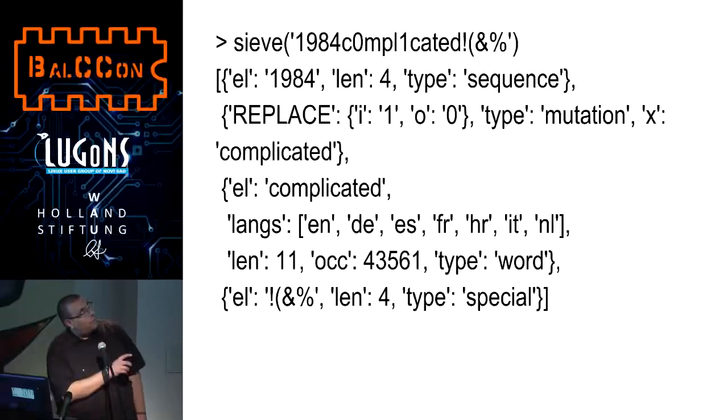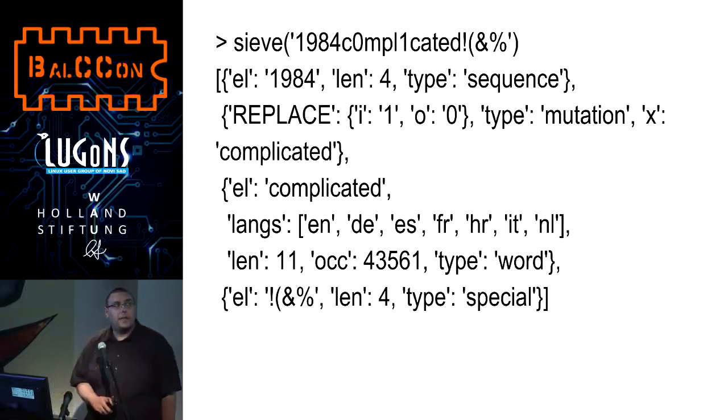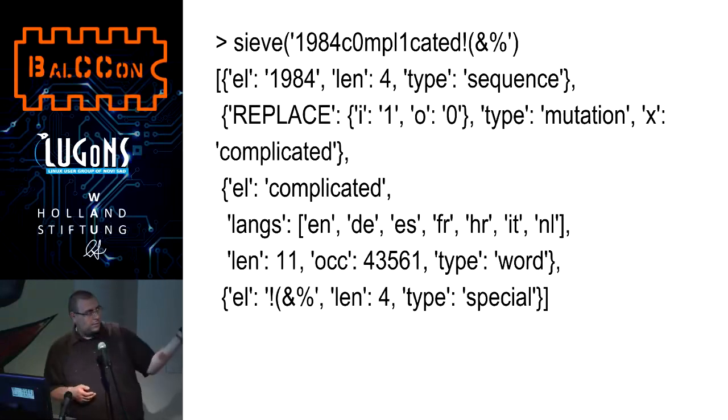But let's see how it looks if you use a complicated password, right? So as we can see here, 19084 complicated something. It would first use 1984, that's a sequence. After that, replace I with 1, O with 0, that's a mutation. Apply it on a word that's named complicated, which is available in English, German, Spanish, French, Croatian, Italian, and Dutch. Since it's merged from Wikipedia, you can't really be certain of the root of a word, right? But you can get it in multiple languages. You get the length, occurrence, and statistical data, and after that, the end sequence.